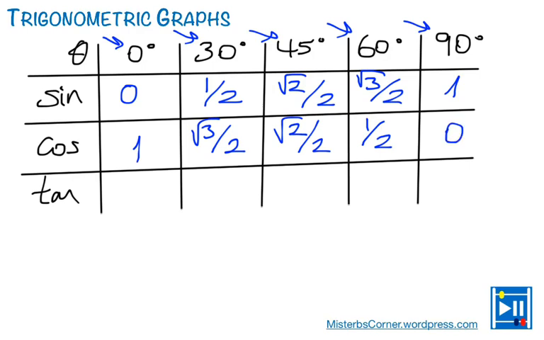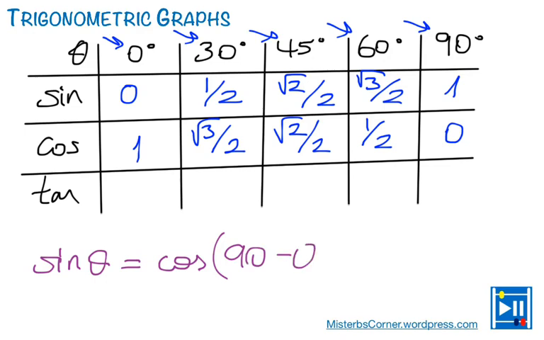Now, from here we can conclude that sine theta is the same as cosine of 90 degrees minus theta. You can see sine 30 right here and cosine 60, which, 30 and 60 add up to 90. So they have the same value.